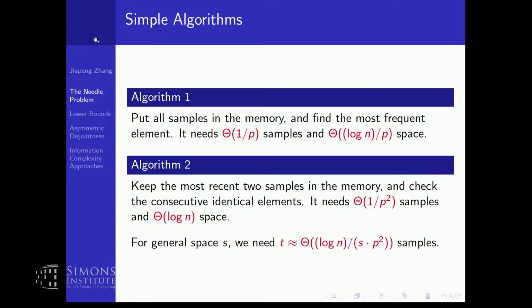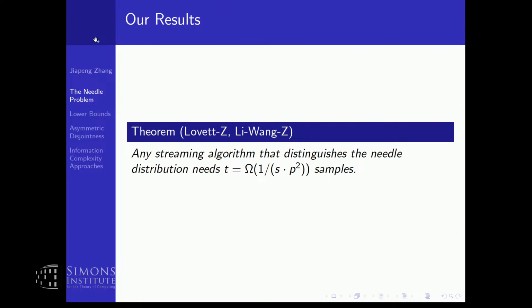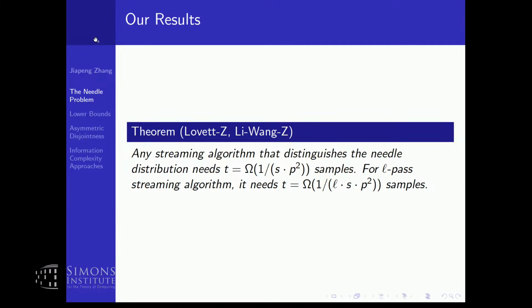So my next question is whether this is tight. Basically, we prove this is tight. This is our result. We showed that whenever you want to distinguish these distributions with constant probability, you need 1 divided by s times p squared samples. We can also generalize it to any L-pass algorithms, multi-pass streaming algorithms. So basically you just multiply by another L here. So that's it so far.